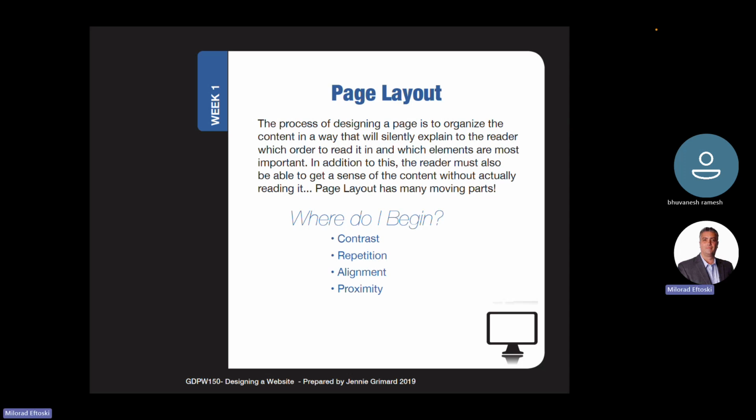Contrast, repetition, alignment, and proximity. These are the four fundamental page layout design attributes that you can demonstrate or add to make a better user experience. Right? We're talking about user experience. These are all part of it.